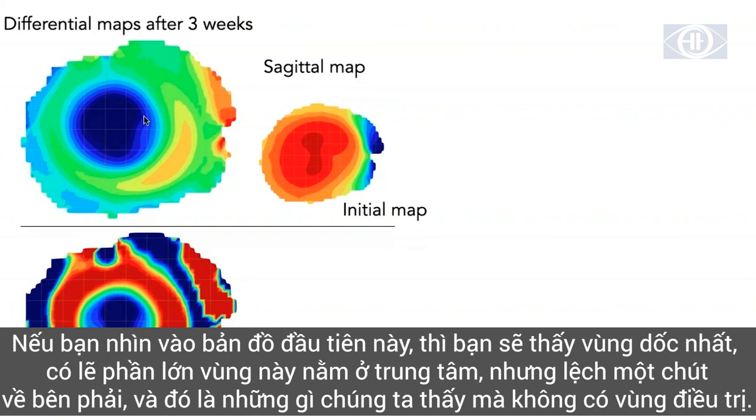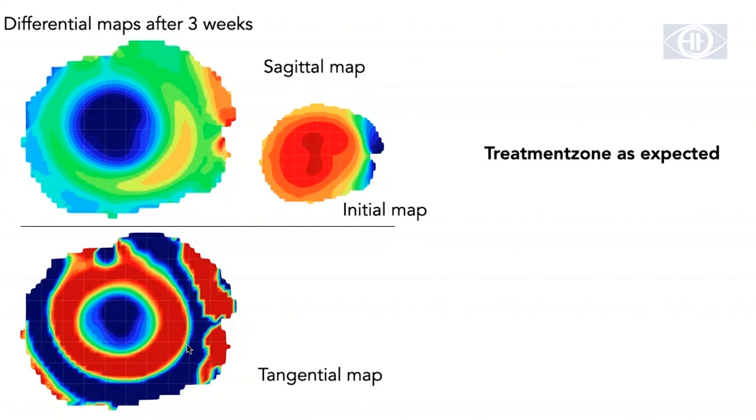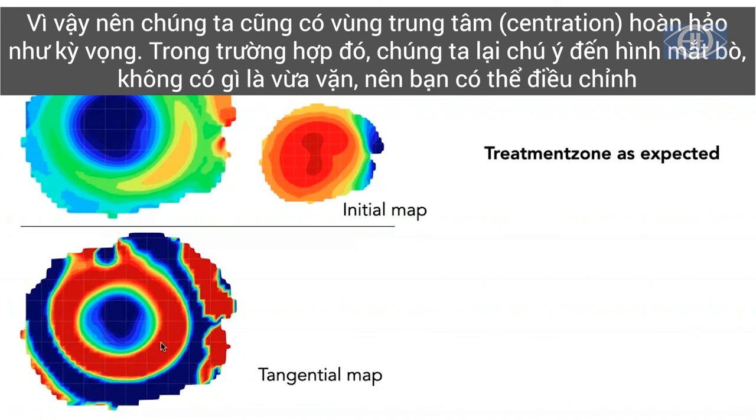That being said, if we look at this initial map, we see the steepest part, probably most of it in the center, a bit decentered to the temporal side. And that's what we see with our treatment zone as well. So in fact, the treatment zone is as expected. If we look at the tangential map and we just put a cross in it, it is perfectly centered.